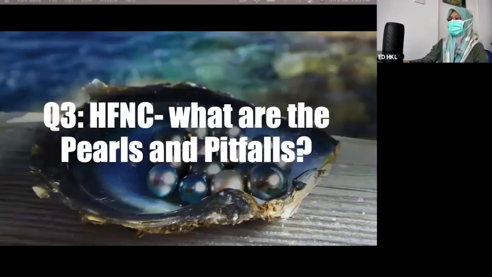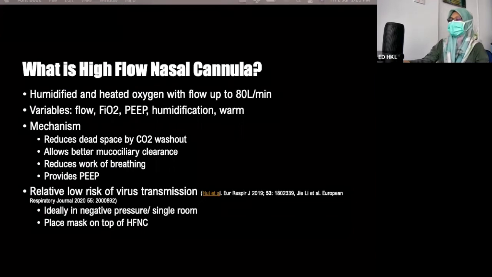Okay. Right. So the next question: high flow nasal cannula, what are the pros and pitfalls? For the sake of junior MOs who are listening, what is a high flow nasal cannula actually? It provides humidified and heated oxygen with a high flow of up to 80 liters per minute. Our new basic high flow nasal cannula, the part we got yesterday, allows flow as high as 80 liters per minute. There are many variables. It depends on the type of cannula. Some provide PEEP. Flow, of course, is one, then FiO2, and different humidification and warmness levels. So you can choose.